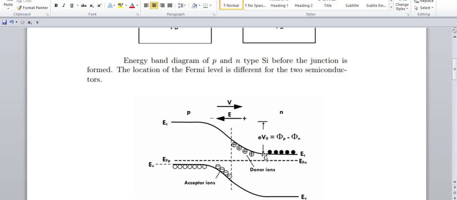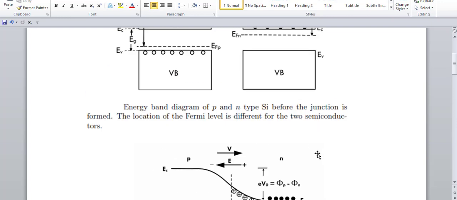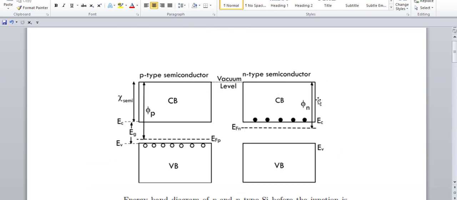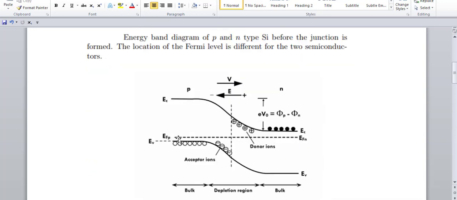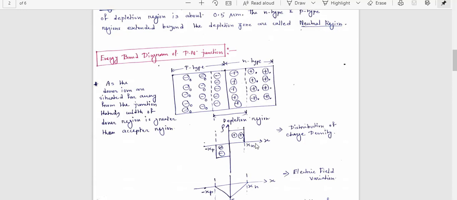See, already I have told you that when this P and N are attached to each other, then this is the energy band diagram of the structure. That means the position of the valence band and conduction band for N type will be slightly lower compared to P type, and the structure is like this. Now what happens in case of this diagram?